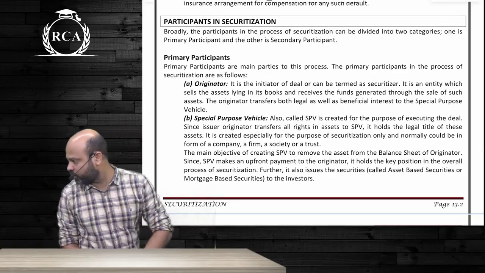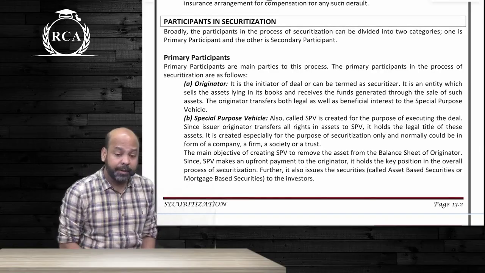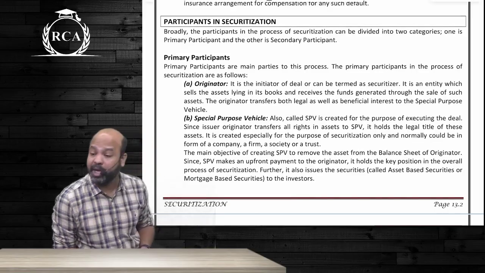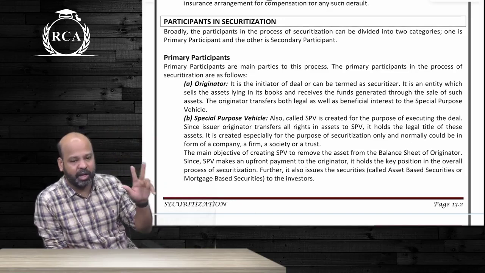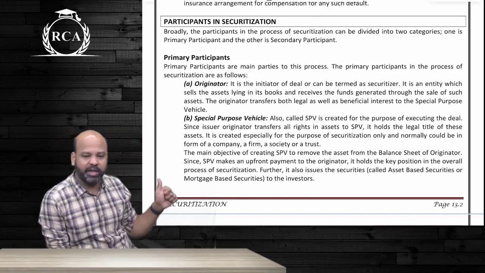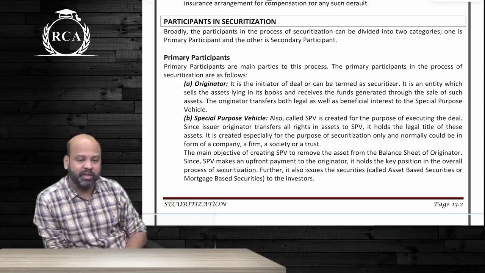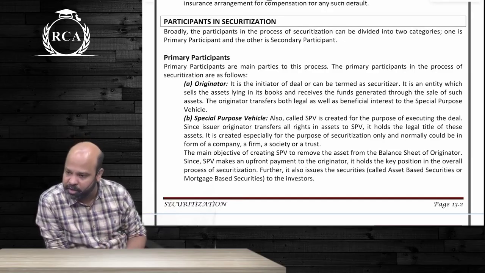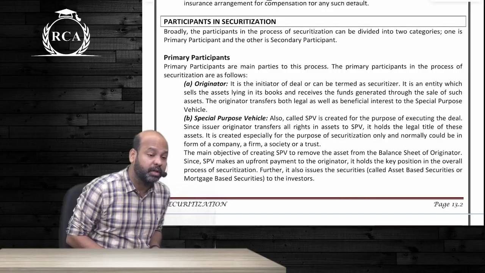Participants in securitization. We have divided all the participants into two categories: primary participants and secondary participants. When we talk about primary participants, we are referring to originators, special purpose vehicle and investors. Originator is usually a bank or an NBFC. Then investors will be other financial institutions, mutual funds, insurance companies, high net worth individuals. And then special purpose vehicle is registered in the form of a trust.